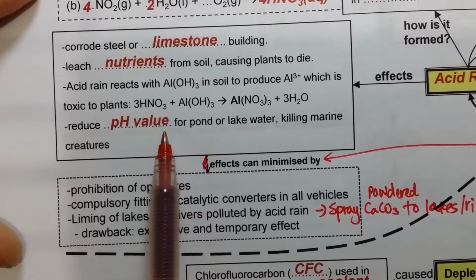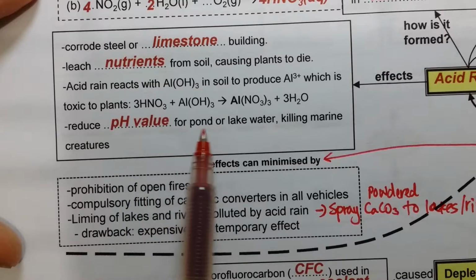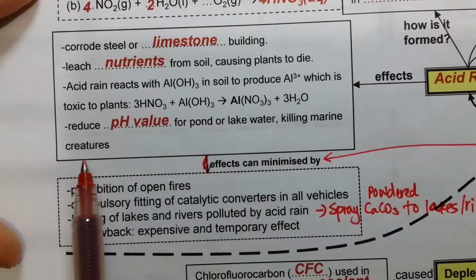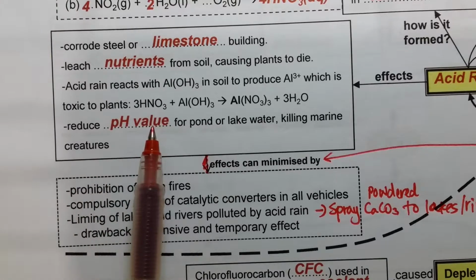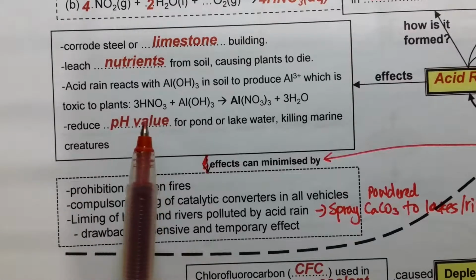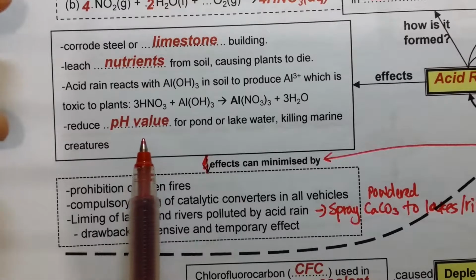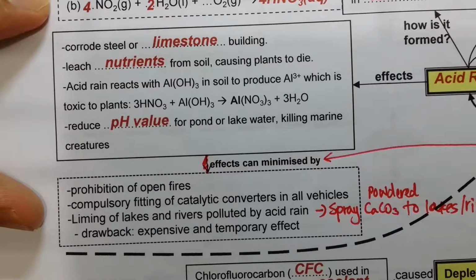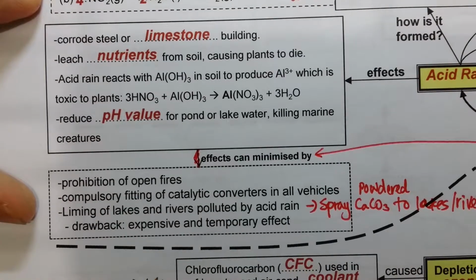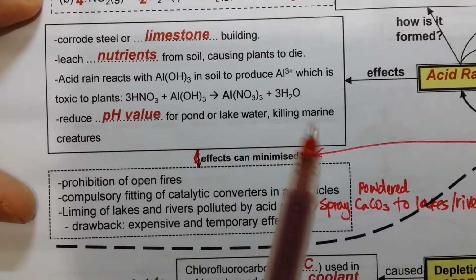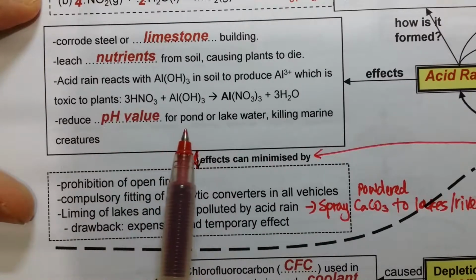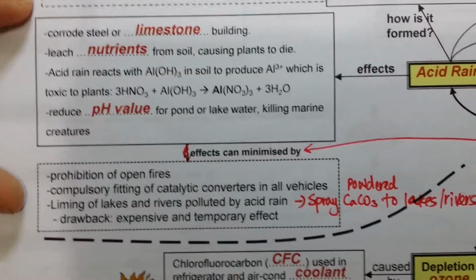Acid rain also reduces the pH value of pond or lake water, killing marine creatures. Now it doesn't reduce the pH value of the sea water, because the volume of sea water is huge. So acid rain would have no effect on the pH value of the sea water. So when it comes to describing the effect of acid rain, make sure you are very careful. Don't say reduce the pH value of seawater. That is wrong. That is impossible.